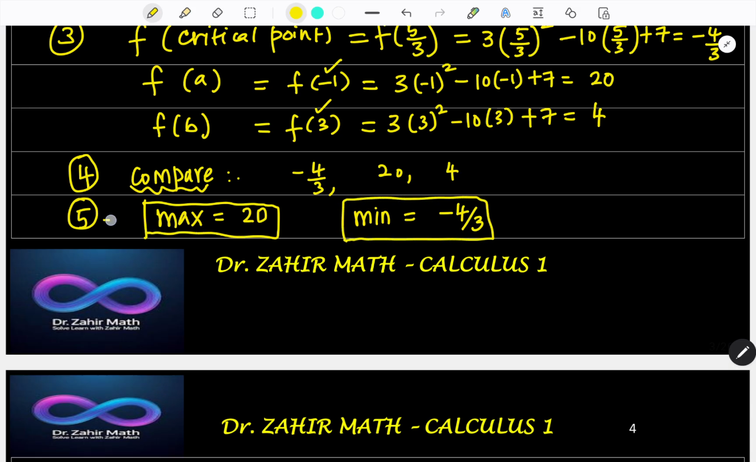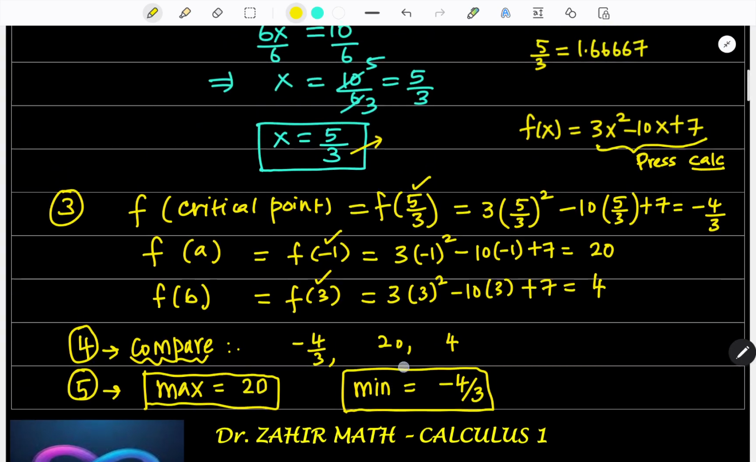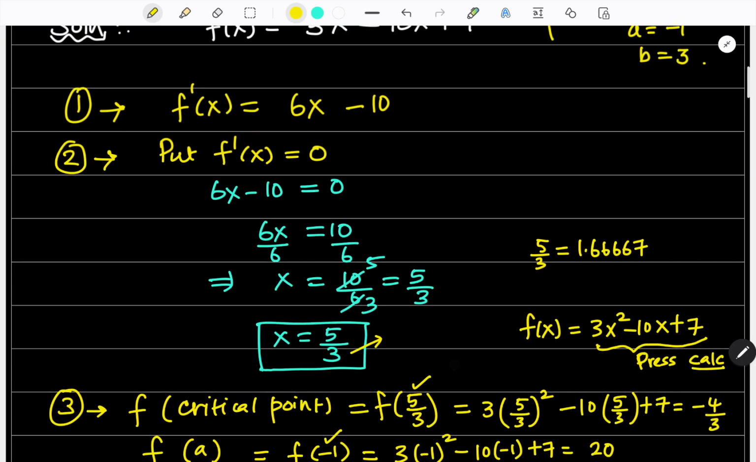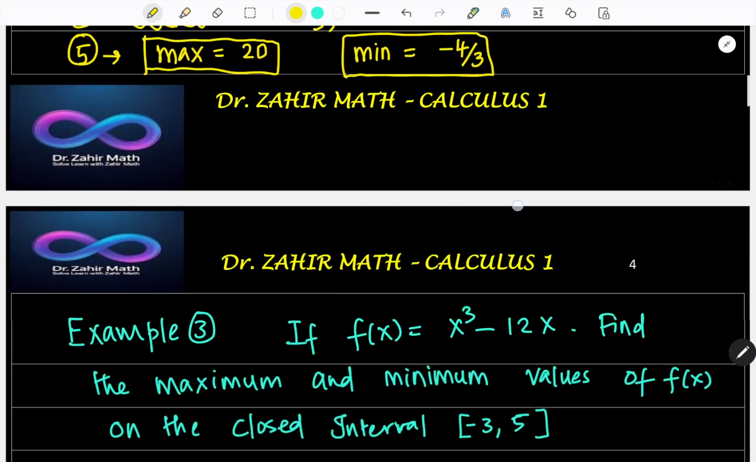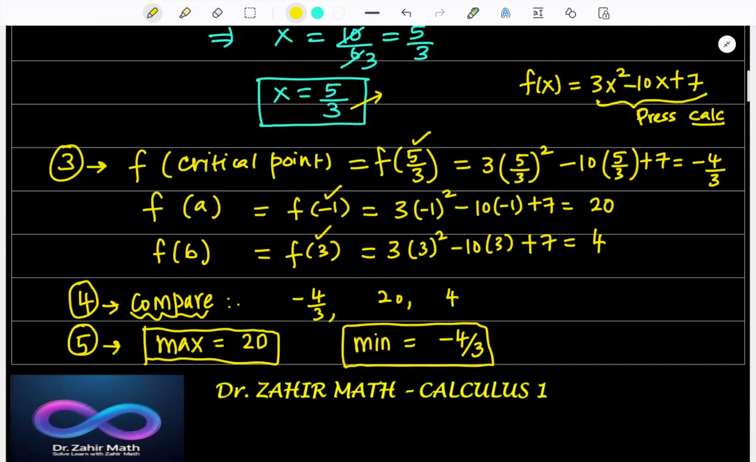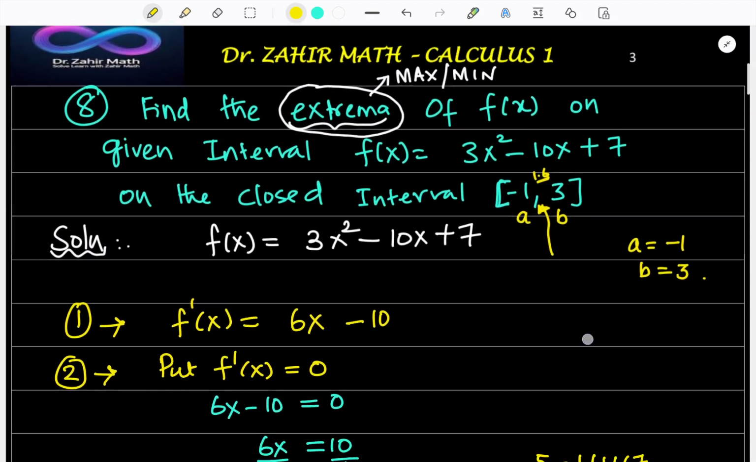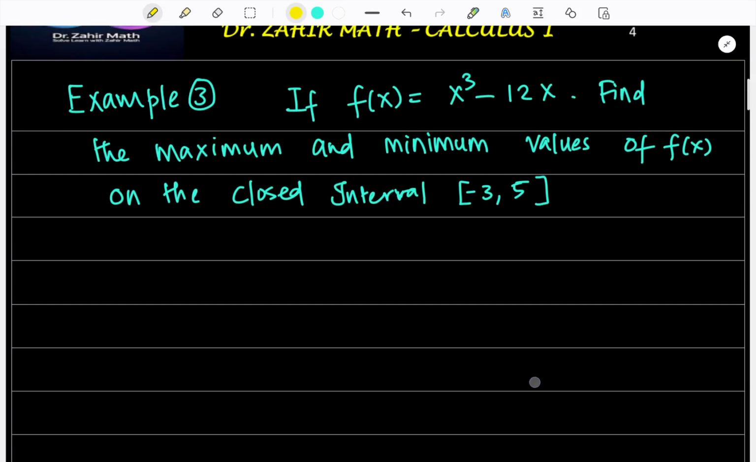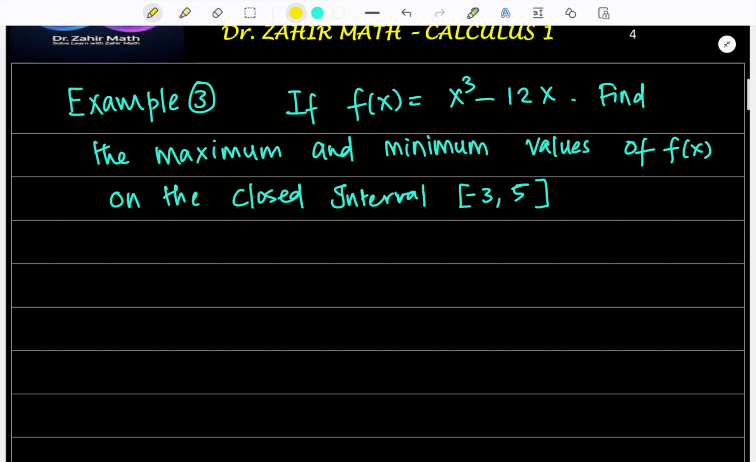So in total you are going to write 5 steps in this question. Step number 1, step number 2, step number 3, step number 4, step number 5. I think it's very easy. Easily you can get marks. Right. Let's go to the next example, example 3.